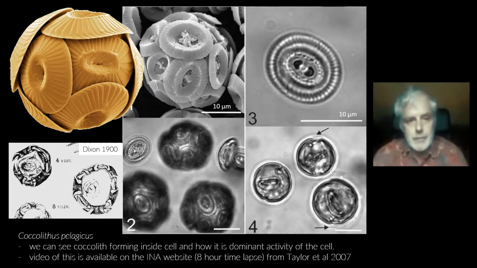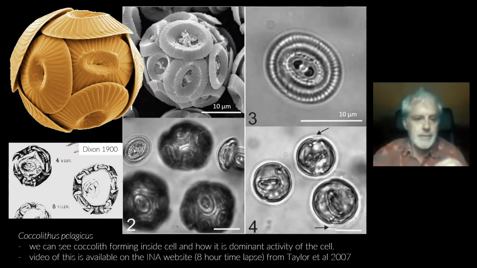it's a relatively large coccolithophore, and it is the original. It was the very first species to be described. This is why it's called Coccolithus, and it's the type coccolith. Interestingly enough, it was also the very first species on which anyone ever studied how coccoliths form. This guy Dixon, in 1900.